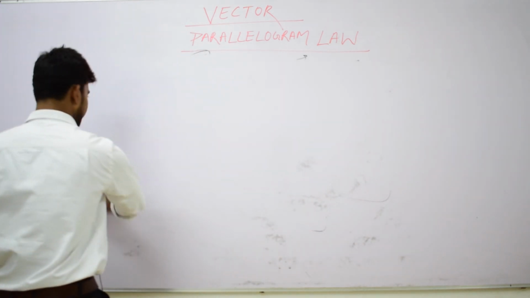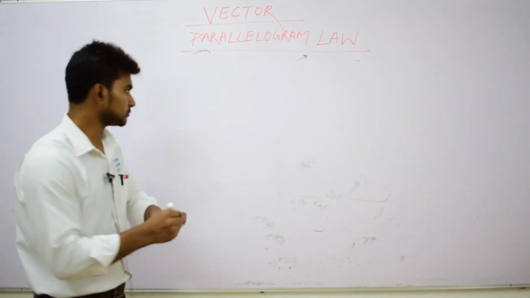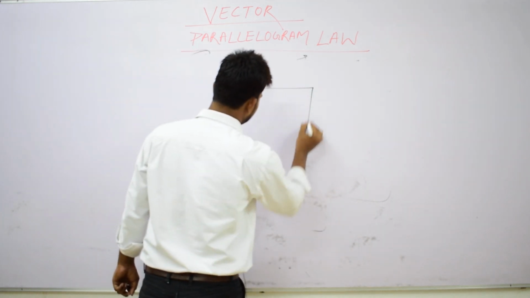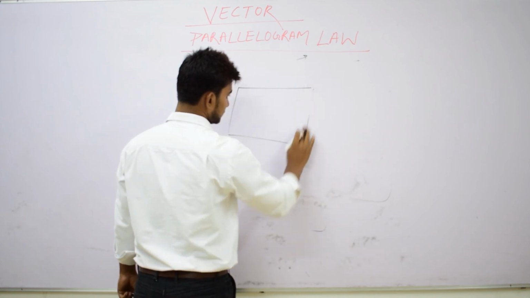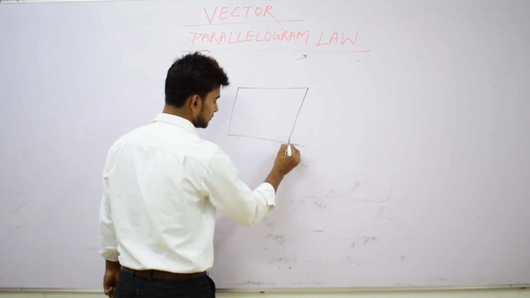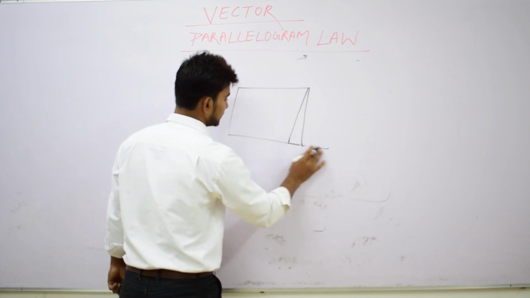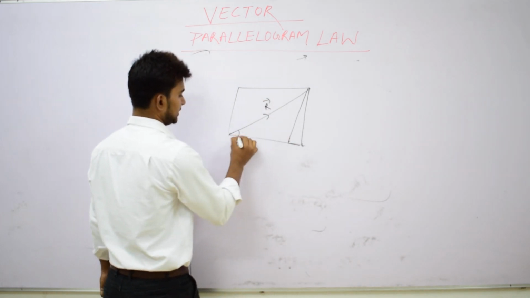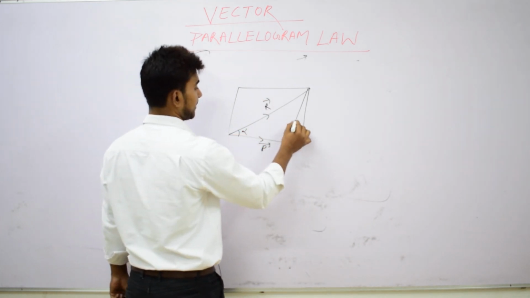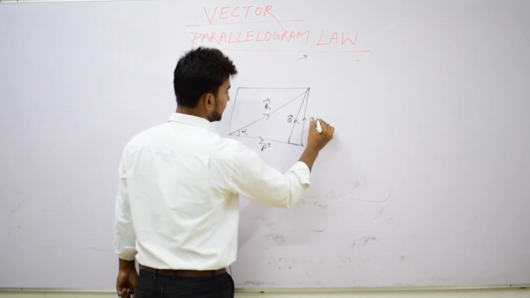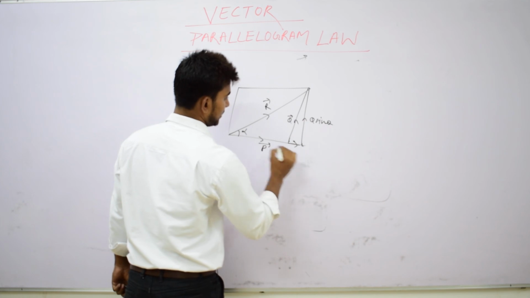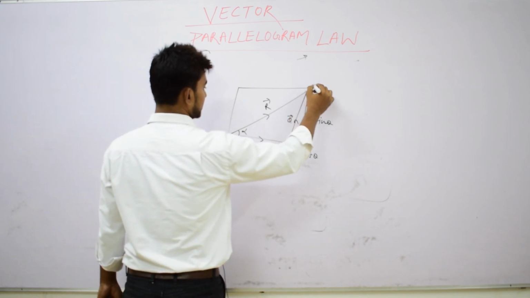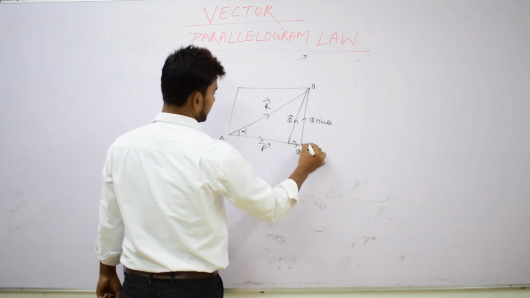One more thing is there related to the parallelogram, that is how to find the direction of the resultant. This was our general figure in which this was our R and this was the angle alpha. It is our P, it is Q, and it is Q sin theta and Q cos theta. Let's suppose this point is A, this point is B and this point is E.